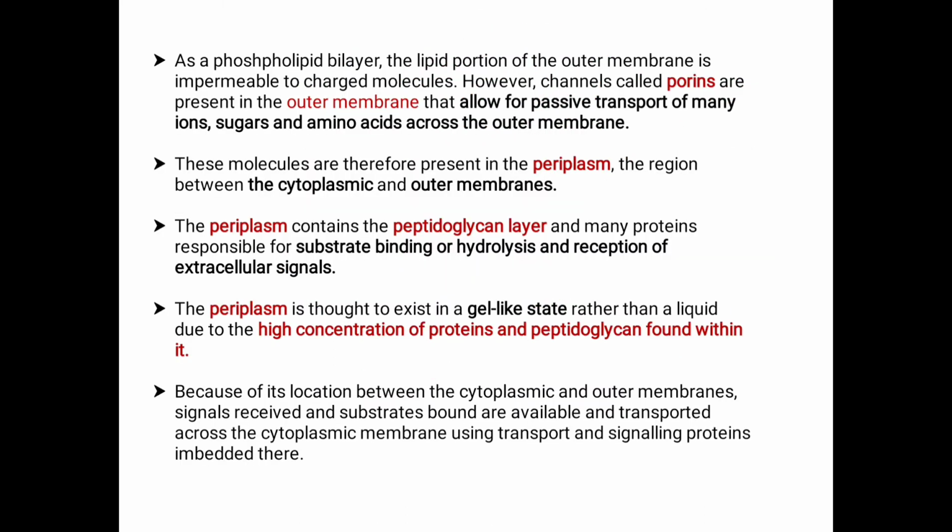As a phospholipid bilayer, the lipid portion of the outer membrane is impermeable to charged molecules. However, channels called porins are present in the outer membrane, and these allow the passive transport of many ions, sugars and amino acids across the outer membrane.